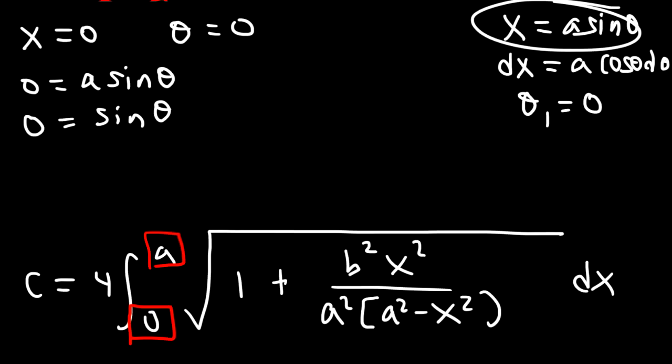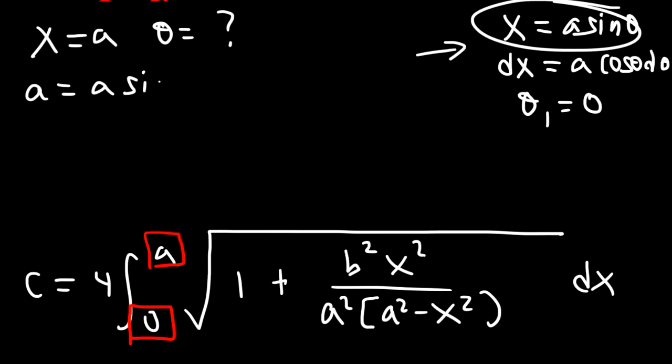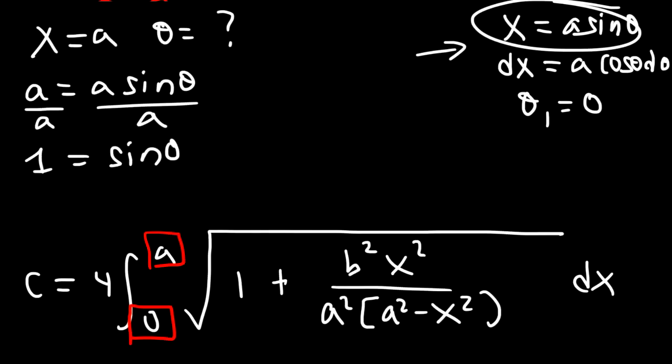Now what about when x is equal to a? What is theta? So replace x with a in that equation. If we divide both sides by a, we get that 1 is equal to sine theta. And sine pi over 2 is 1. So the second theta value is pi over 2.